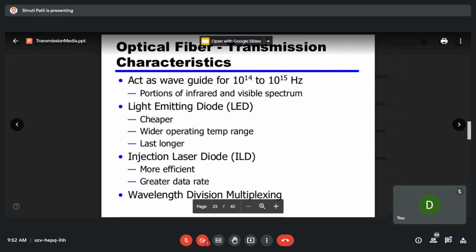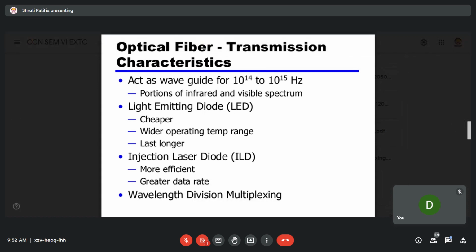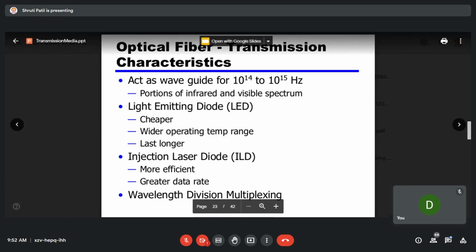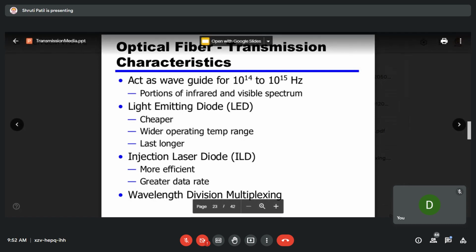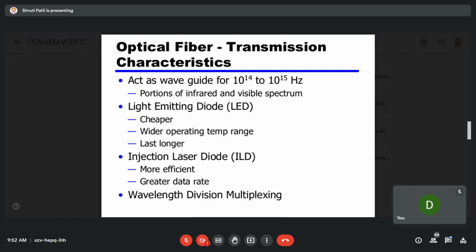And these are the characteristics. It acts as a waveguide for 10 raised to 14 to 10 raised to 15 hertz. Since it uses light, there are LEDs, which are cheaper, have a wider operating temperature range, and last longer. Or there are ILDs, which are more efficient and can provide greater data rate.